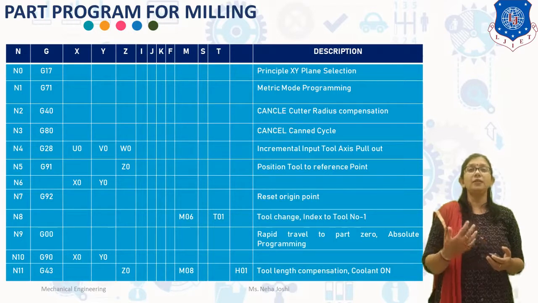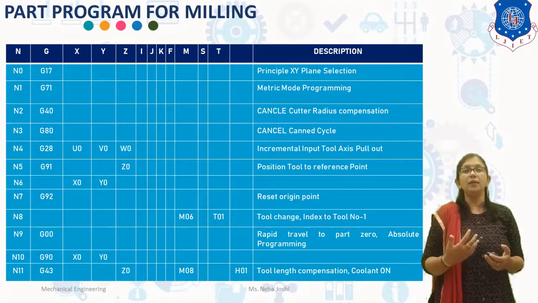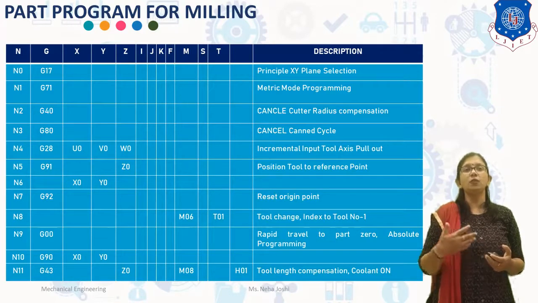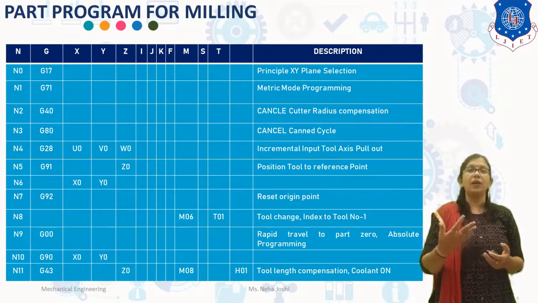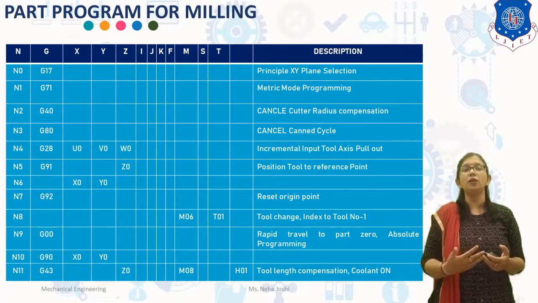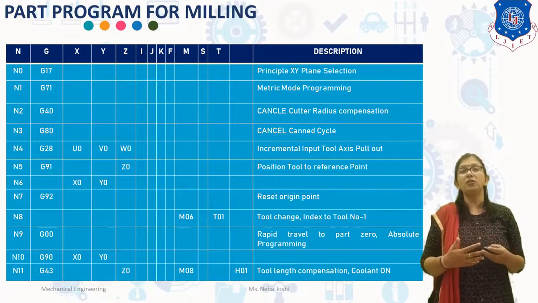After that, the next sequence is N10 and G90 is used for the absolute programming mode and sets the tool at X0, Y0. Then the next sequence is N11 and G43 is used for turning on tool length compensation with the tool length offset of H01, and M08 is used for turning on coolant.